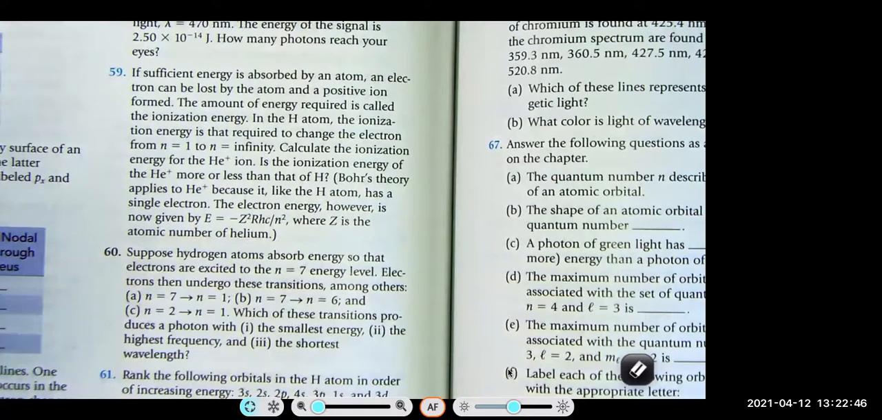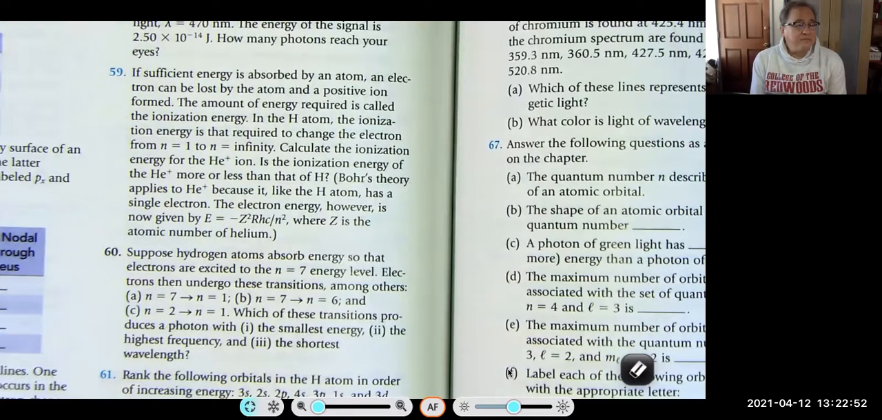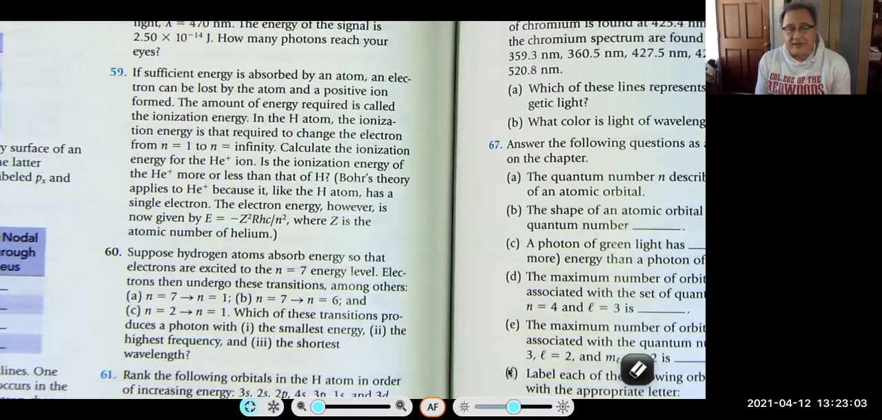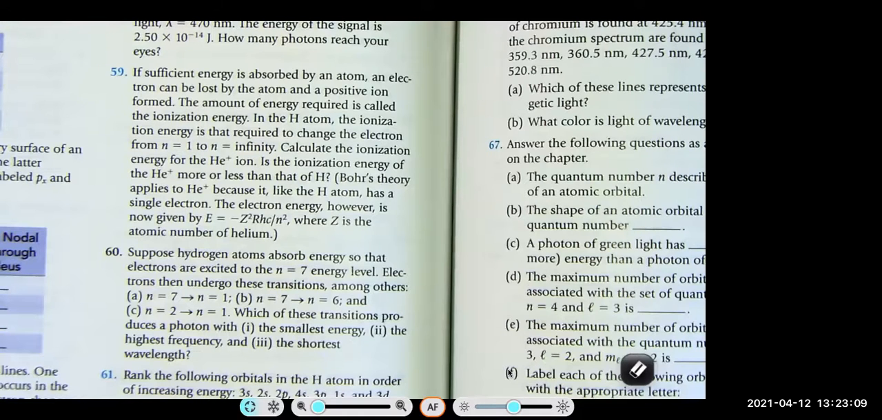And then negative, is that within parentheses of the Z or outside? That's outside because Z is always a positive number. It's the atomic number. And the energy of the electron will always be negative because that's how much energy it releases when it lands on the atom. Okay? Thank you. You bet.